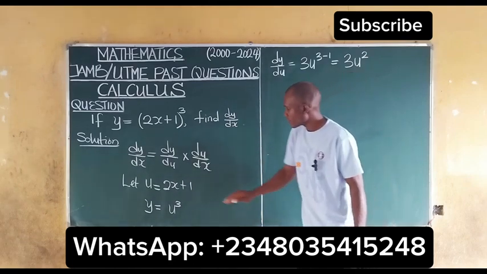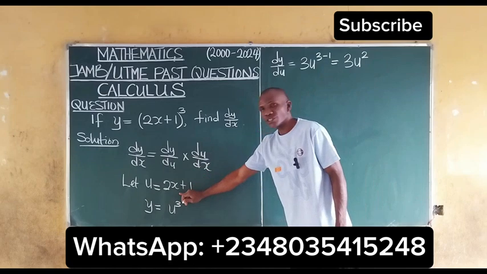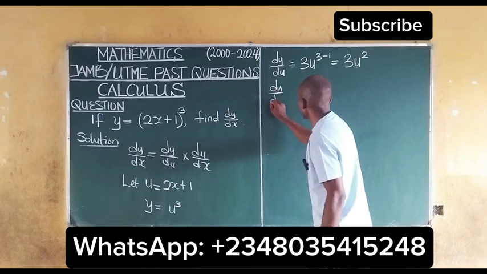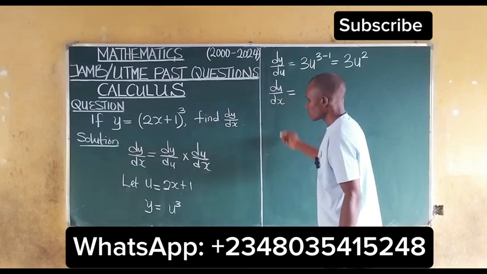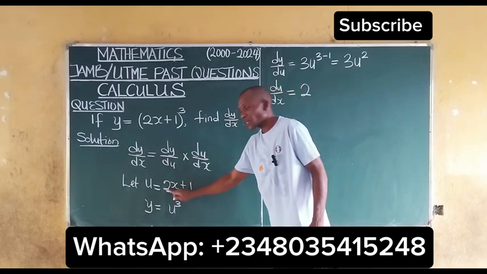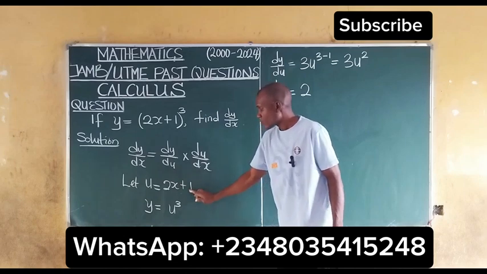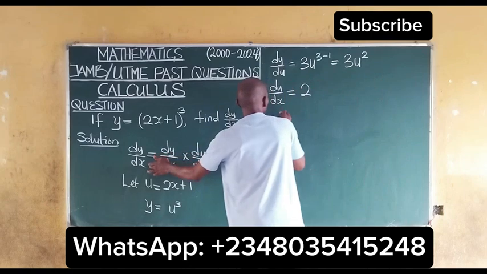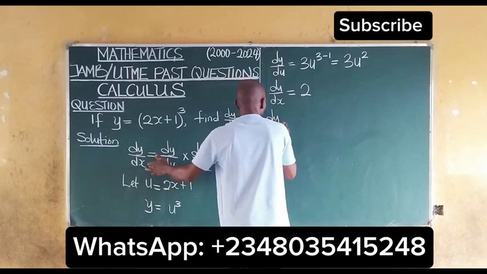The next one to find is du/dx, which is this. So du/dx is equal to 2, because if we differentiate this, we get 2. We differentiate 1, we get 0. All we need to do is to write our value for dy/dx.